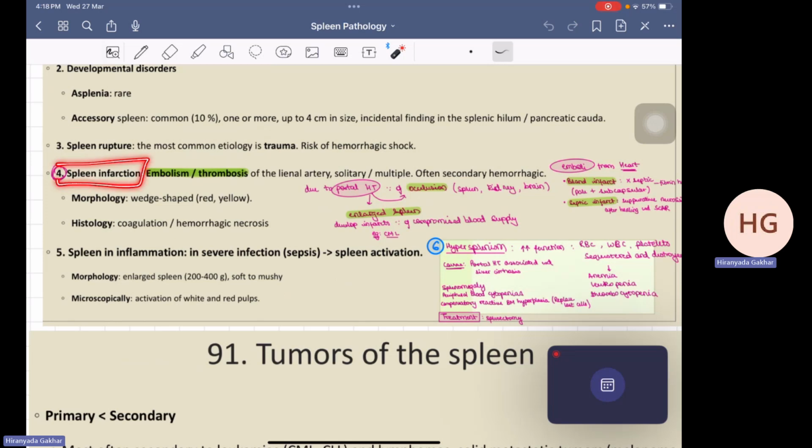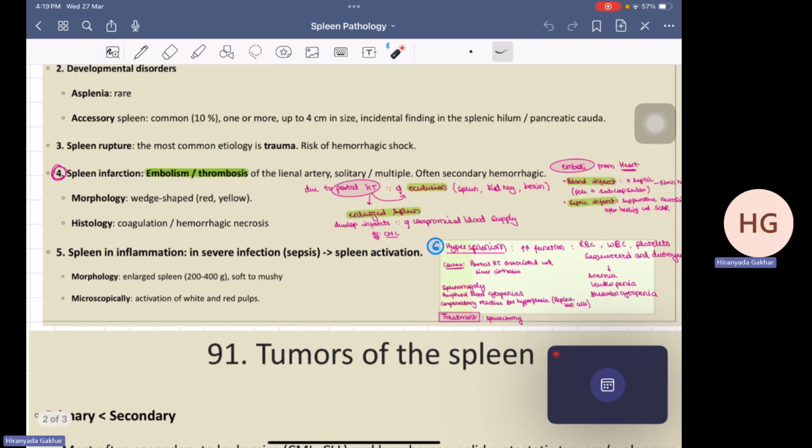Now, infarction happens when there is a loss or obstruction of blood supply to a particular organ. And this happens whenever there is an embolism or thrombosis of the splenic artery. This also can lead to secondary hemorrhages. Now, the emboli can be from the heart.